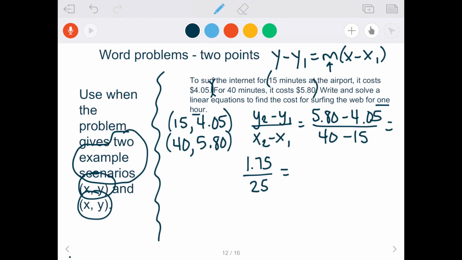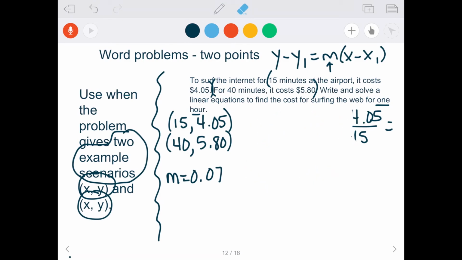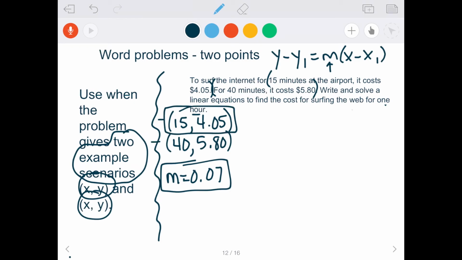And that gives us, let's see, 1.75 divided by 25 is 0.07. All right. So our slope rather is 0.07. Now, I'm going to get rid of this stuff. Now that I have that, I'm going to use the slope and one of these 2 points. I'm going to use the one with the smaller numbers just to make my life easier for math. And we're going to find out what it costs to surf the web for 1 hour.